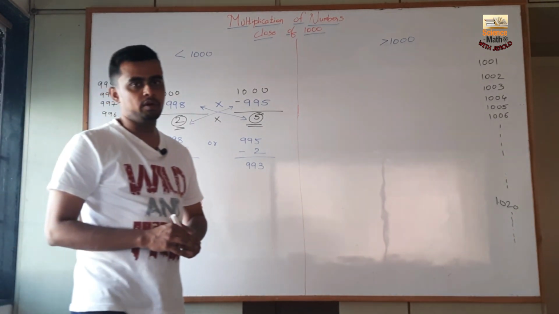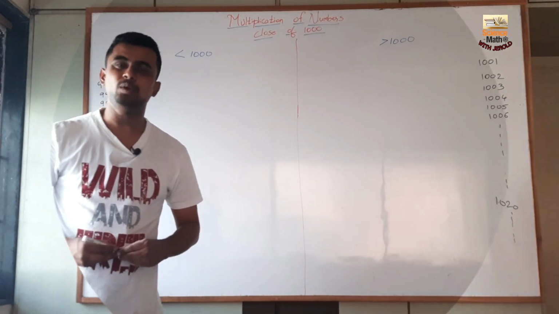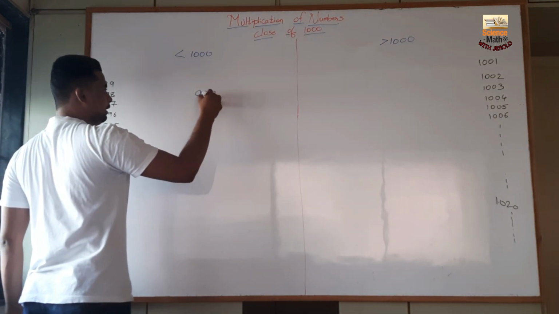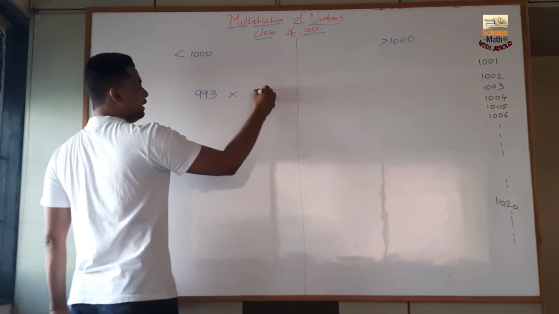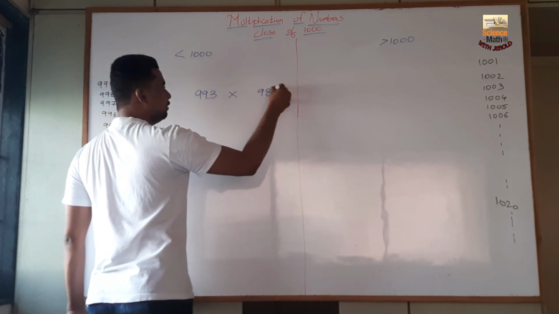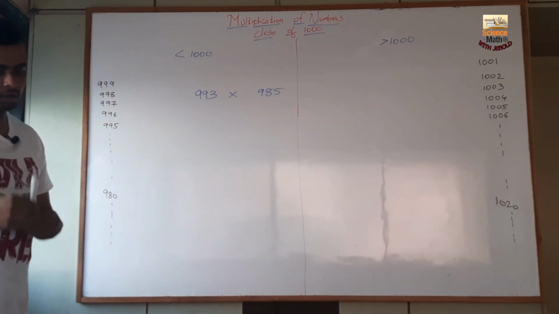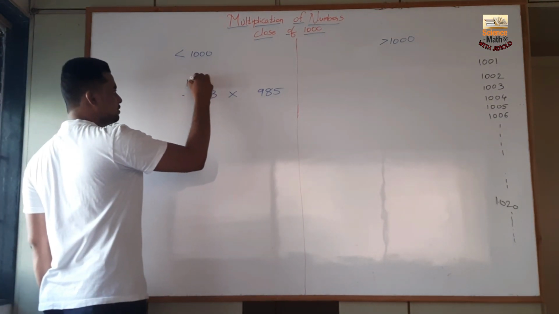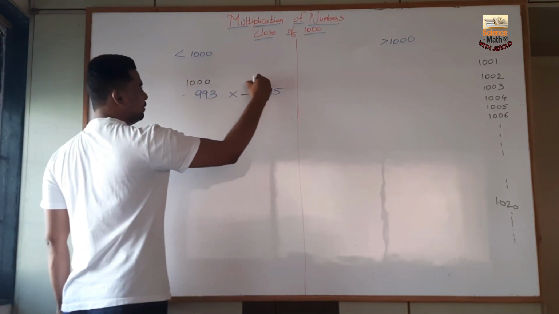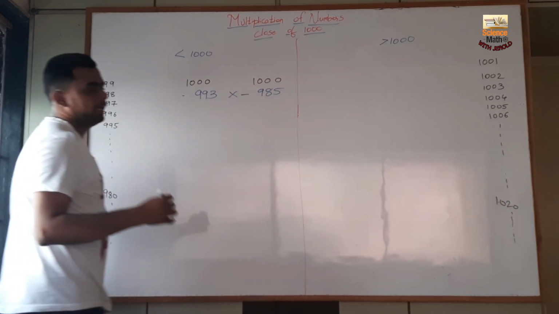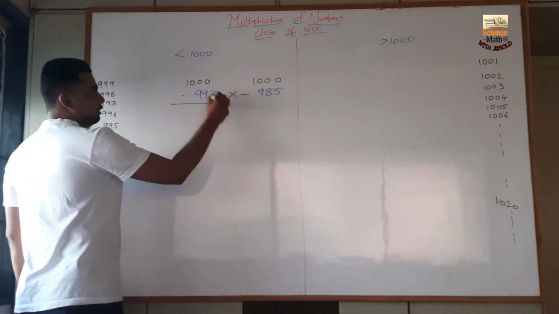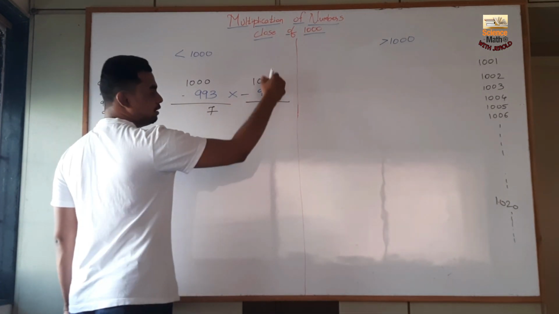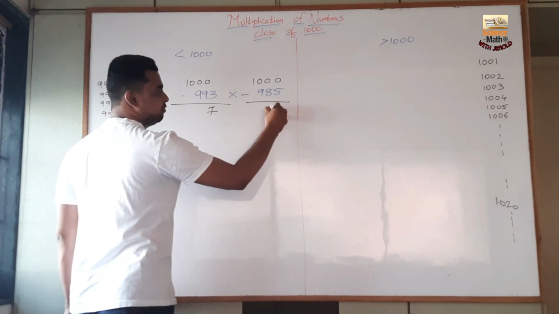Let us see one more example for the same. The next two numbers that I will take are 993, which will be multiplied by, let us say, 985. So I will take a little bit smaller number. Now subtracting them from 1000: 1000 minus 993, similarly 1000 minus 985. Now 1000 minus 993 will give me 7, and 1000 minus 985 will give me 15.